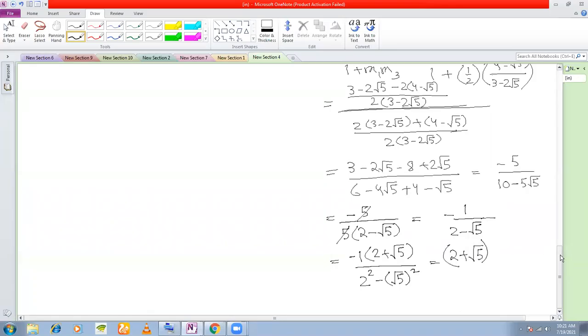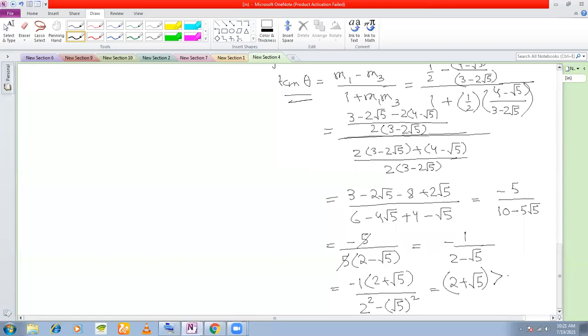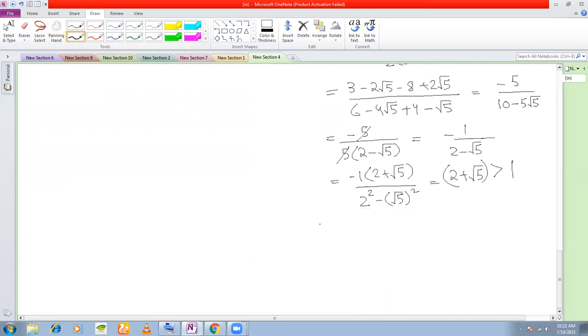So what is the value of the tan that we are getting here? Tan theta is equal to 2 plus root 5, which is greater than 1, isn't it? 2 plus root 5 is greater than 1. Therefore, tan theta is greater than 1. That means tan theta is greater than tan 45. That means theta must be greater than 45 degree.